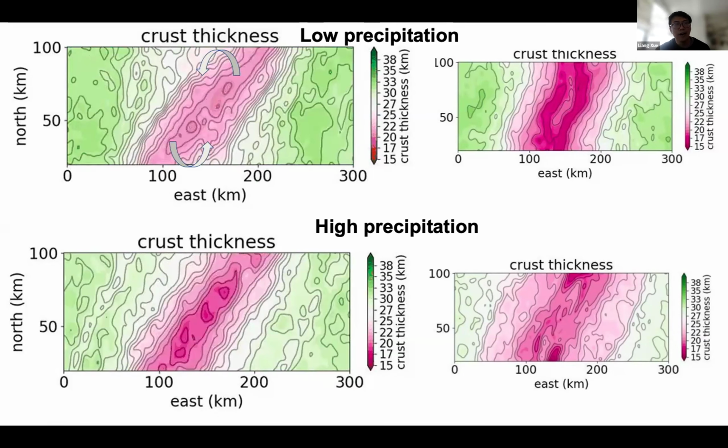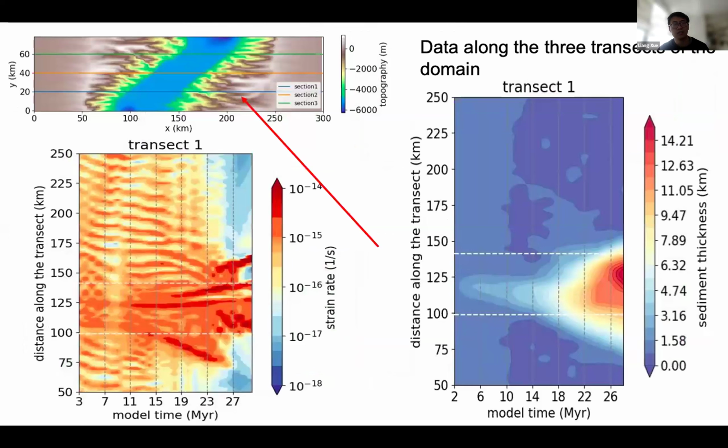So next, let's look at those transects. We have three transects over here, and you can see from north to south, 1, 2, 3. So we are going to look at how the data changes through time along the transect. For example, we have this transect 1, and we plot the data change through time.